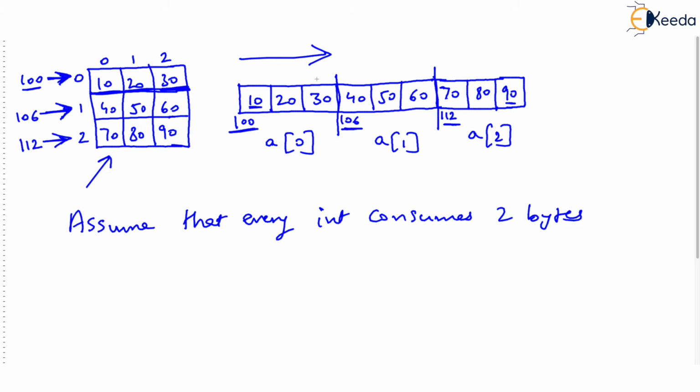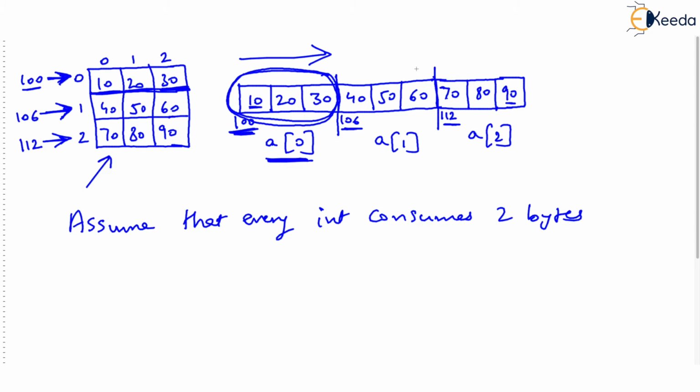Now, if you want the address or base address of this one-dimensional array, recall what a two-dimensional array is. It is a collection of one-dimensional arrays. So if you want the base address of this 0th one-dimensional array, you can simply write A[0]. Correct? If you write A[0], you will get the base address 100.